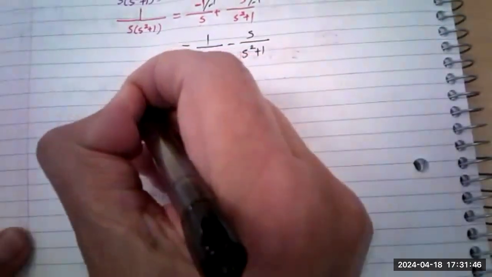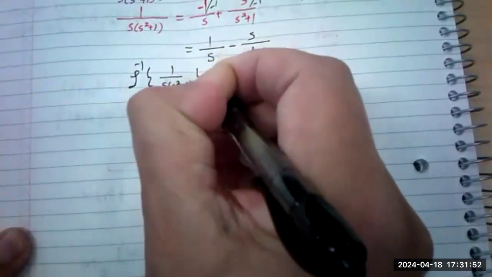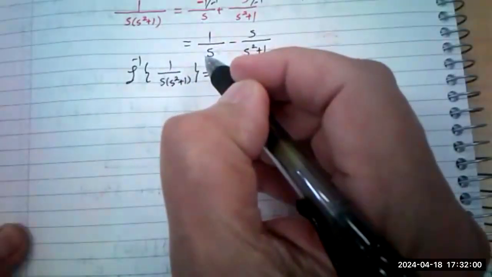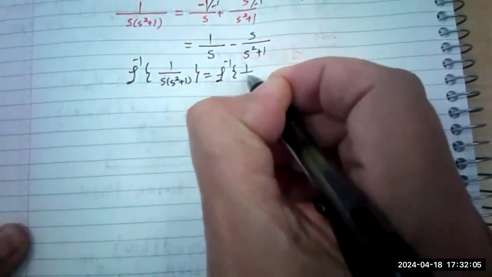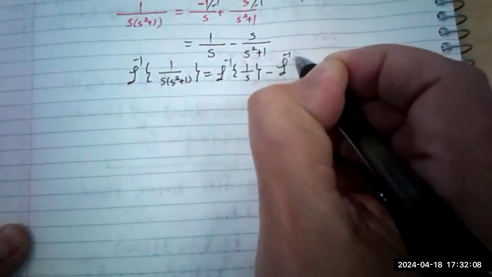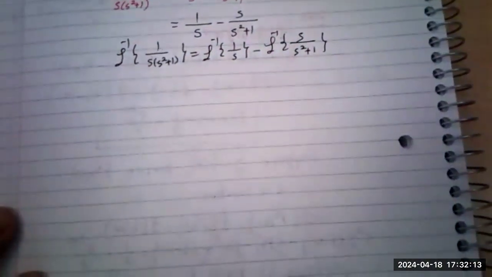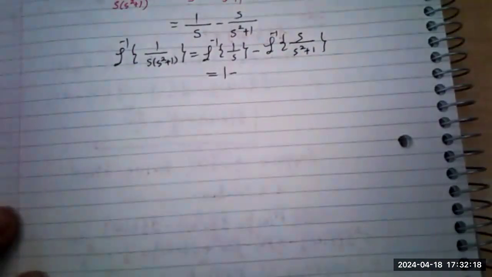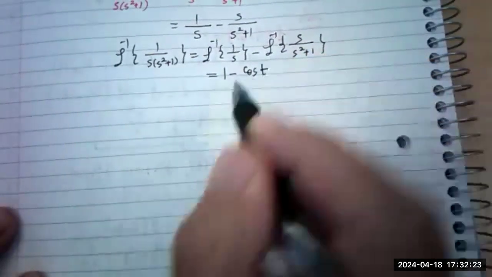So the Laplace inverse would be the Laplace inverse of 1 over s minus s over s squared plus 1. It's going to be what? You get 1 over s. So this is the Laplace inverse of 1 over s minus the Laplace inverse of s over s squared plus 1. You know that the Laplace inverse of 1 over s is 1, and this would be cosine t. That's it.